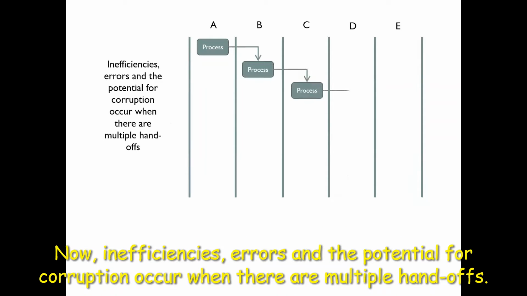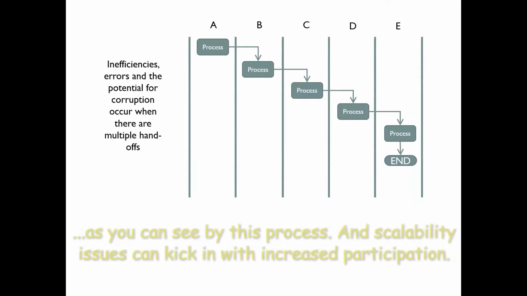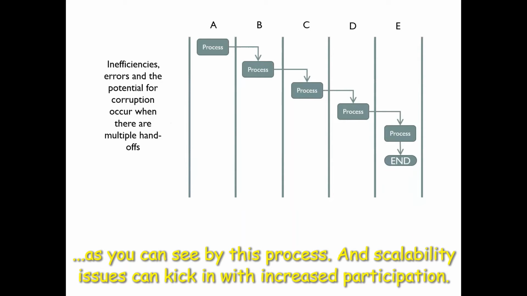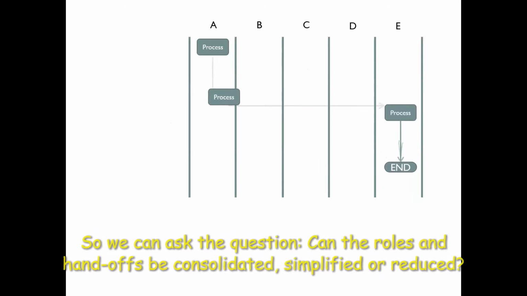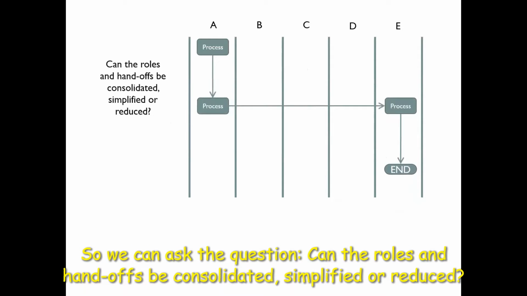Now, inefficiencies, errors, and the potential for corruption occur when there are multiple handoffs, as you can see by this process. And scalability issues can kick in with increased participation. So we can ask the question, can the roles and handoffs be consolidated, simplified, or reduced?